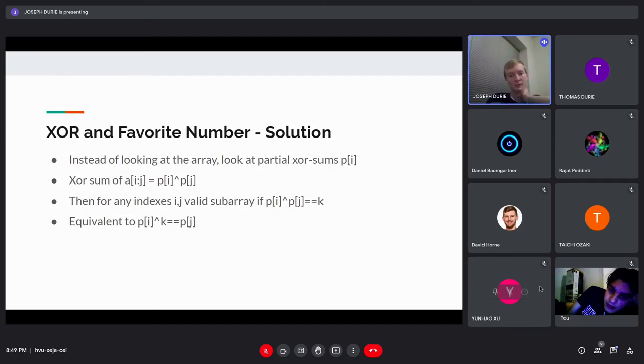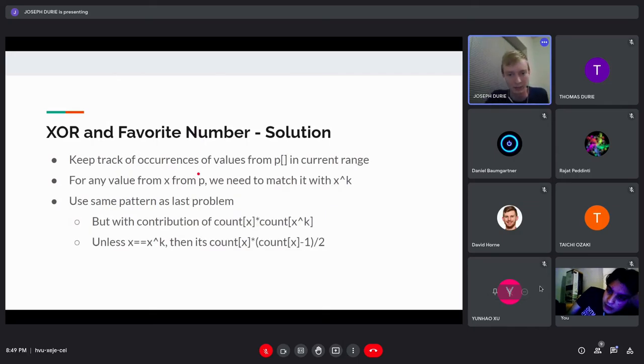Pretty much. Basically, the idea is you want to maintain how many times each XOR value occurs. So let's say we have some value X, so P_i equals X, basically. We need to find how many ways we can match X with X XOR K. So the contribution of X is count X times count X XOR K.